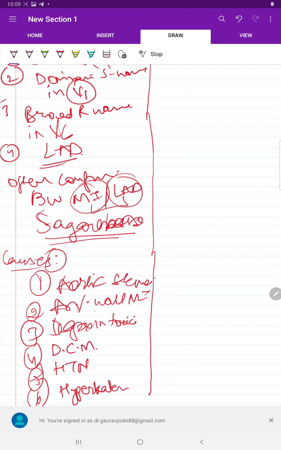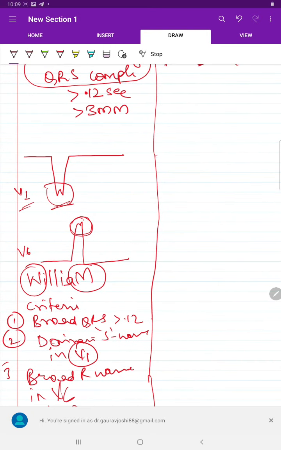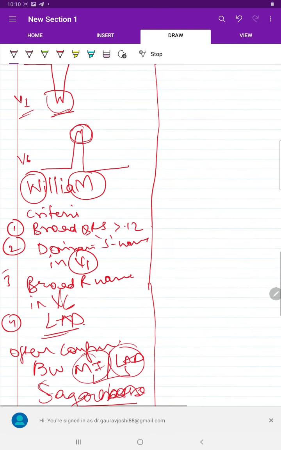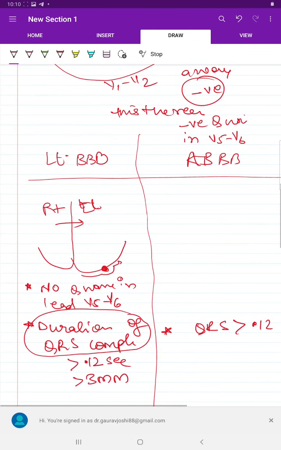Okay, these are the causes. In V1 you will find the W pattern, and in V6 you will find the M pattern, broad dominant S wave in V1, broad R complex and left axis deviation. Left bundle branch block we have completed.